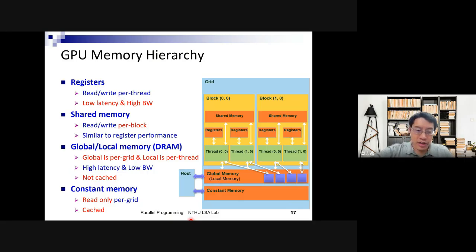But constant memory is different, right? If our data is read only, then we can use constant memory to accelerate the data access time without wasting space on the shared memory, because shared memory space is also limited.